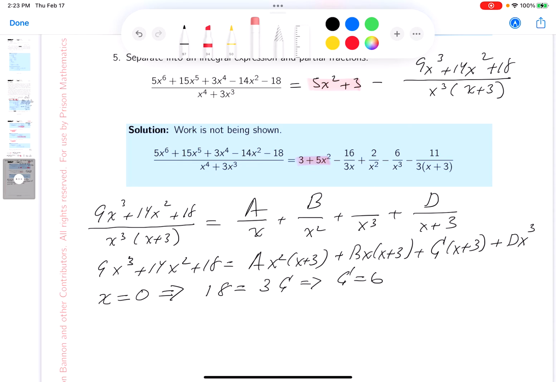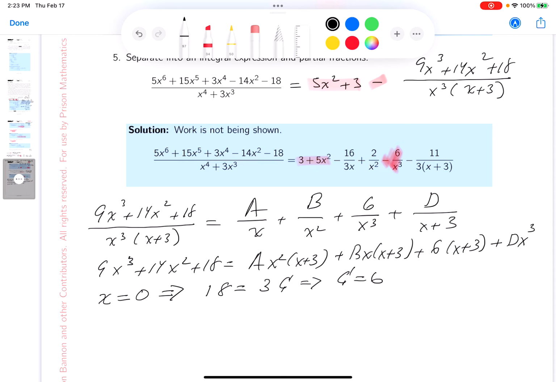Get my eraser out and put that down. Now, before I proceed, I want to point out, according to this, I should be subtracting that. So it will be minus 6 over x cubed. I definitely see that. Now, I'm going to go back over here. I think I said C was 6, right? I'm going to erase this and put a 6 down.